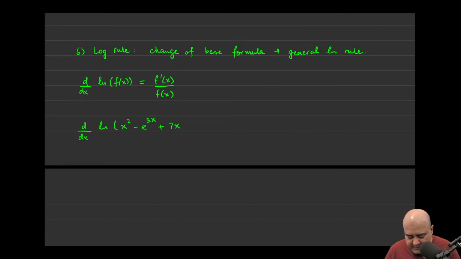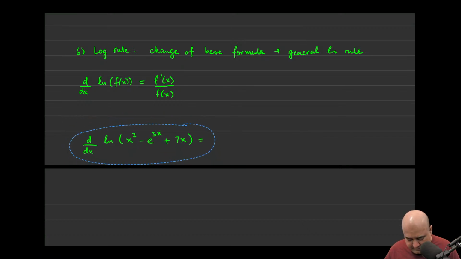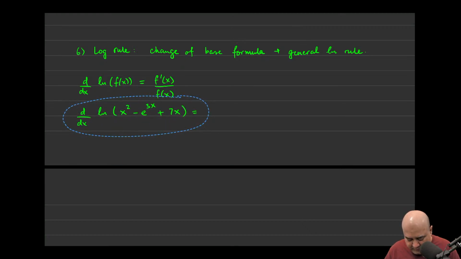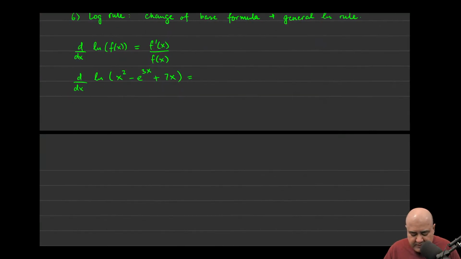Plus 7x, let's say. So the derivative of, maybe I should move this to the next page because of the fraction. Oops, I guess I can't. I'll move it up one. So if we have the log of a function and we have to differentiate it, I would write the derivative of the argument up top. So the derivative of x squared minus e to the 3x plus 7x needs to go on top.